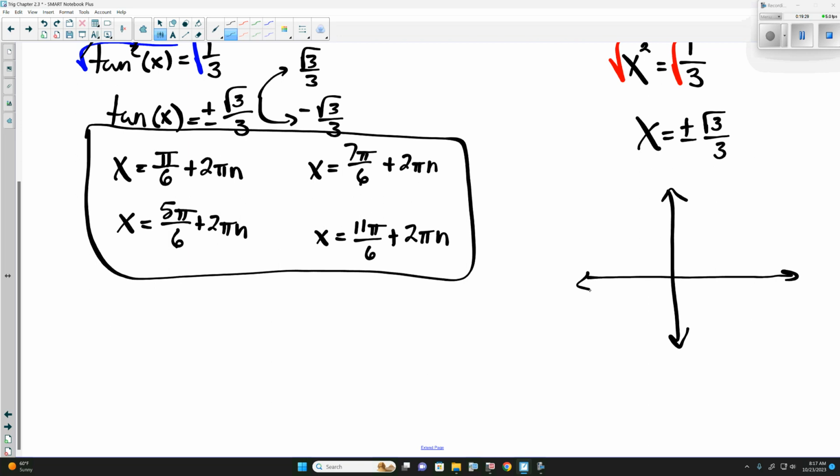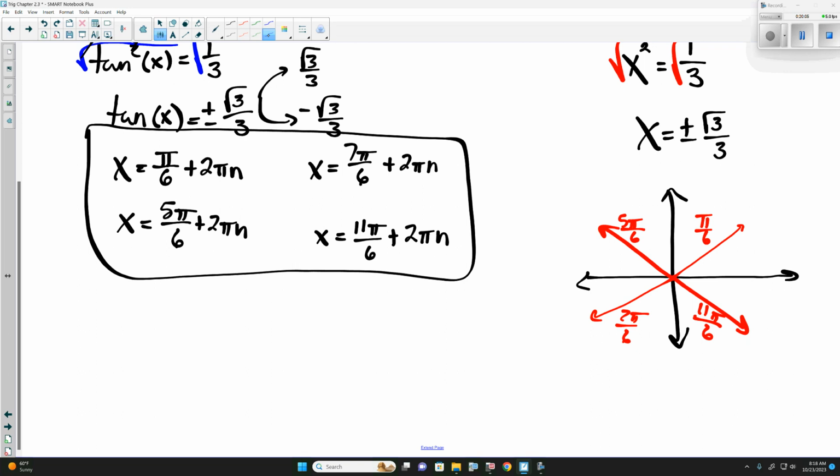Now you don't have to draw this out. Technically, these might be a little big. 5 pi over 6. So these are the 4 angles that we have, where tangent is either positive square root 3 over 3 or negative square root 3 over 3. Yes?